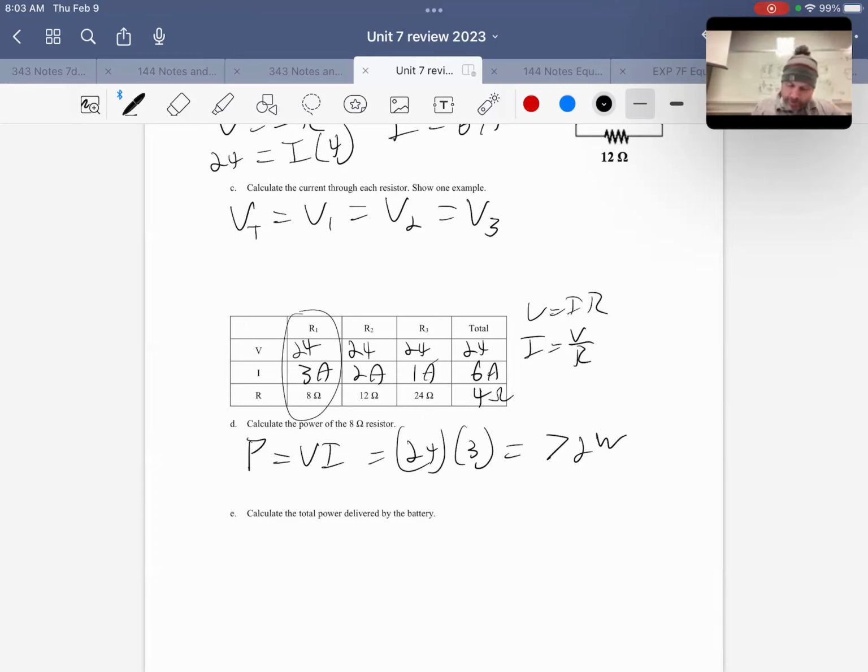And then total power by the whole thing. Well, the whole thing, again, we'll grab that bottom. Power is voltage times current. So that's going to be 24 volts now, but now we're doing 6 amps of current, and that's going to be 144 watts coming out of the battery there. All right. That's it.